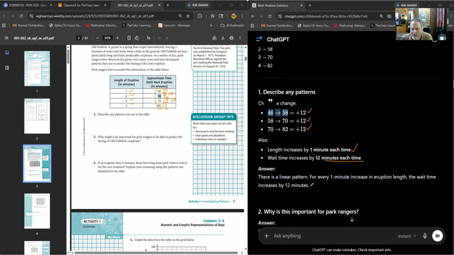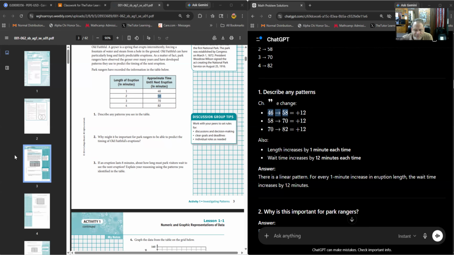Okay, so this is a linear pattern. For every 1 minute increase in eruption length, the wait time increases by 12 minutes. Does that make sense? So if you had something like this, which you will eventually, you've probably already seen, y-axis, x-axis, you're going to have your length of eruption and your next eruption, something like this, and it's going to go upward in a linear line. Does that make sense?